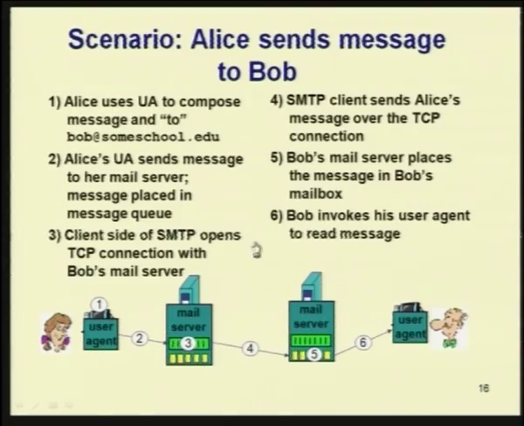This again is just a quick summary of what we just talked about. Alice uses the user agent to compose a message and sends it to Bob at someschool.edu. Alice's user agent sends the message to her mail server and the message is placed in the message queue. The client side of SMTP opens a TCP connection with Bob's mail server, and fourth, the SMTP client sends Alice's message over the TCP connection. The fifth step is that Bob's mail server places the message in Bob's mailbox, and sixth, Bob invokes his user agent to read the message. This completes the entire mail transfer using the SMTP protocol, with the help of the user agent and the mail server.